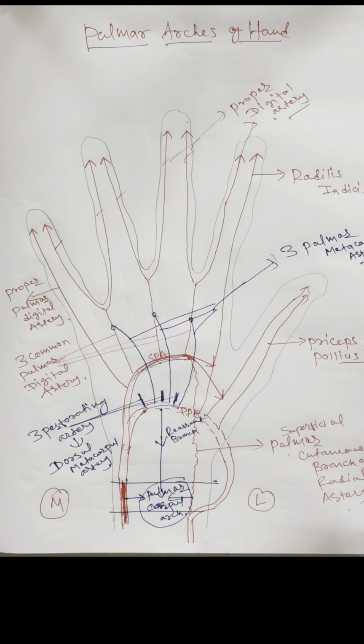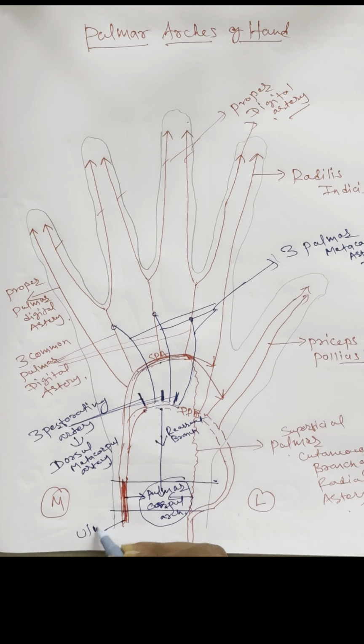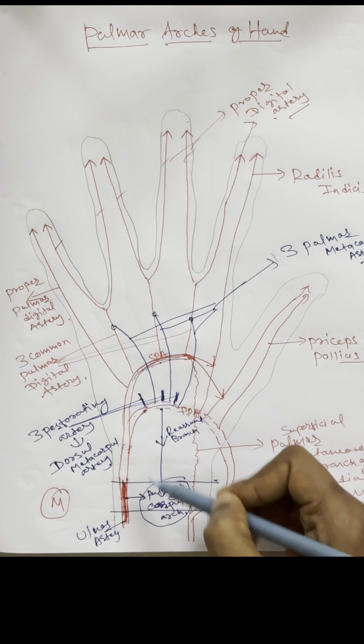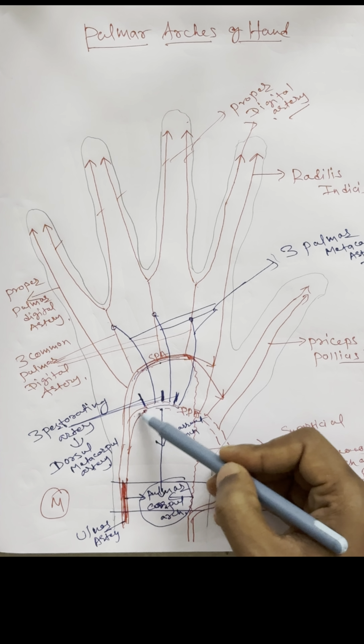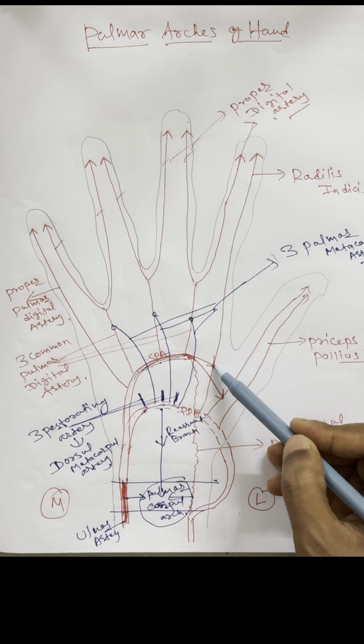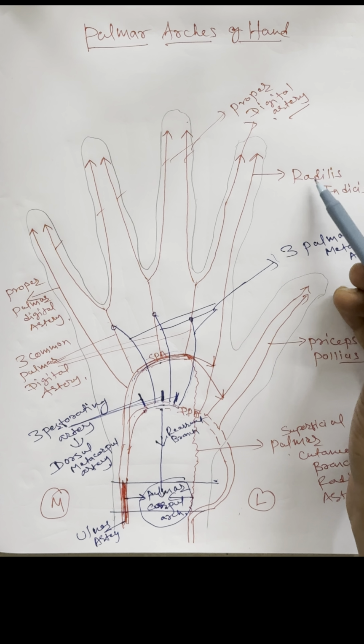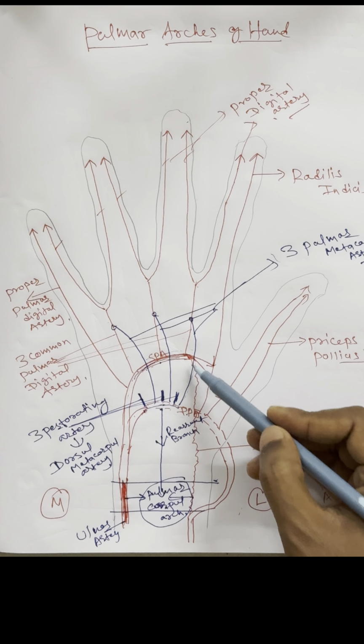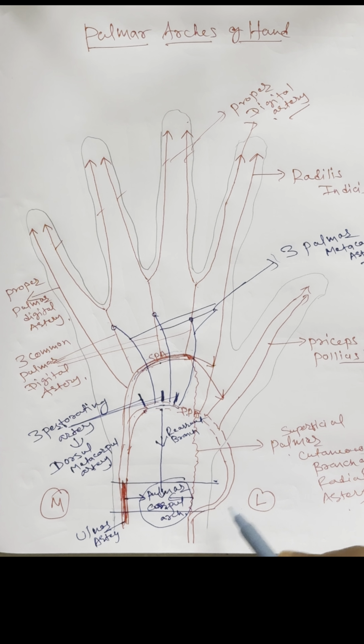Let's recap it within one or two minutes. This is the medial side, this is the lateral side, this is the palmar aspect. This artery will be known as the ulnar artery. So the ulnar artery, after crossing the flexor retinaculum, gives the deep branch and superficial branch. This superficial branch anastomoses with either the radialis indicis, or the princeps pollicis, or the superficial branch of the radial artery. So this is the radial artery.